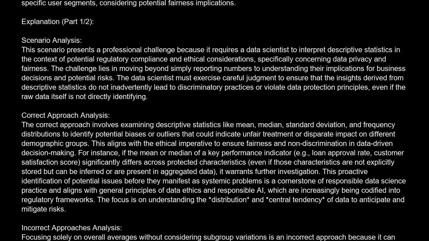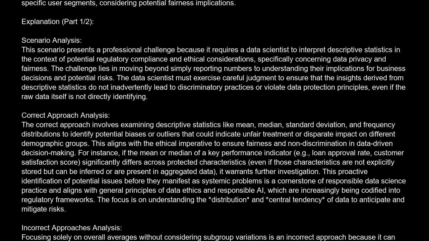The correct answer is A. Investigate the reasons for the wide variance in engagement times and analyze if this variance disproportionately affects specific user segments, considering potential fairness implications. Explanation. Scenario analysis. This scenario presents a professional challenge because it requires a data scientist to interpret descriptive statistics in the context of potential regulatory compliance and ethical consideration, specifically concerning data privacy and fairness.